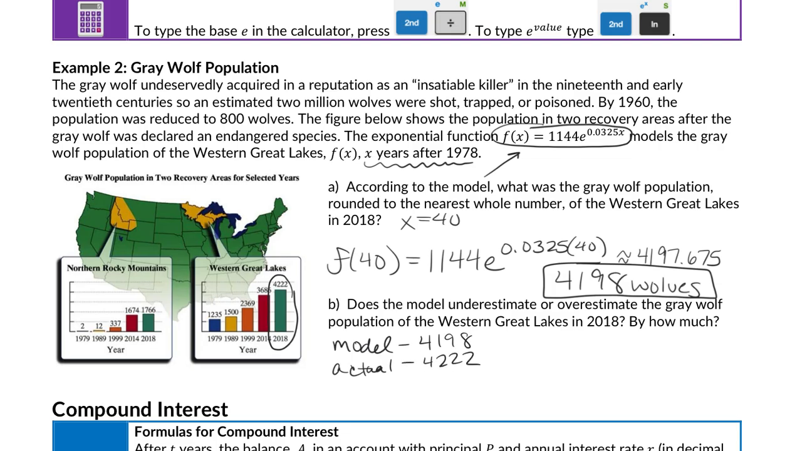So did our model over or underestimate that number? Underestimate. I mean, it's not horribly an underestimation because it's still really pretty close, because it only underestimated by 24 wolves, which is pretty good, but still not perfectly accurate to what happened in real life.